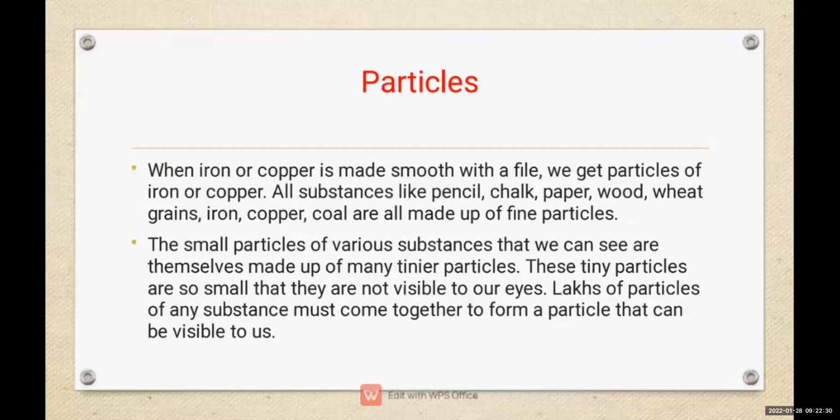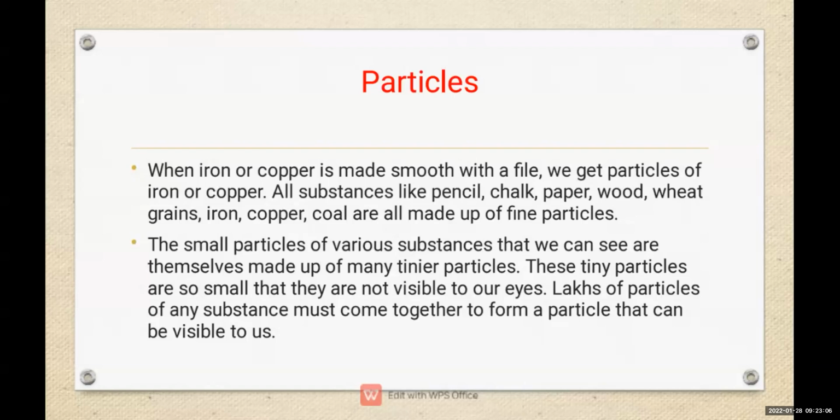Now we'll see the particles. As I showed you, small particles are there. When iron or copper is made smooth with a file, we get particles of iron and copper. All substances like pencil, chalk, wood, paper, wheat grains, iron, copper, coal are all made up of fine particles. We grind them to make paper, wood, and wheat powder.